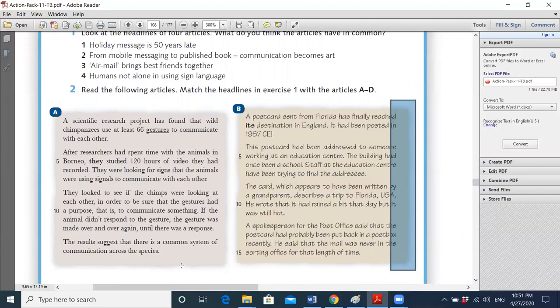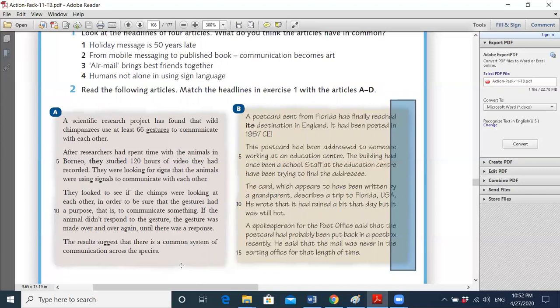Let's move to paragraph B. A postcard sent from Florida has finally reached its destination in England. It had been posted in 1957. Can you imagine? 1957 CE. This postcard had been addressed to someone working at an education center. The building had once been a school. Staff at the education center have been trying to find the addressee. The addressee is the person who the postcard is written for.